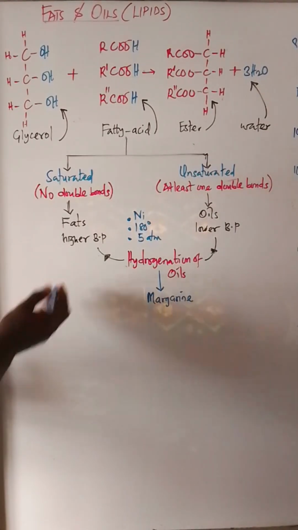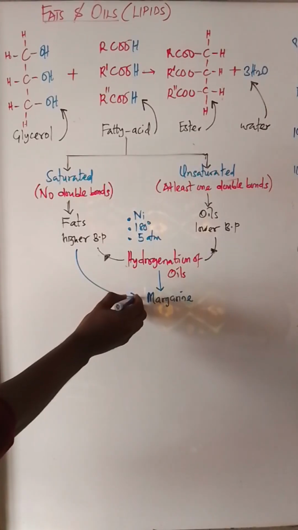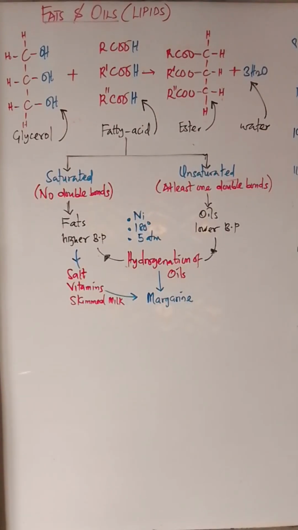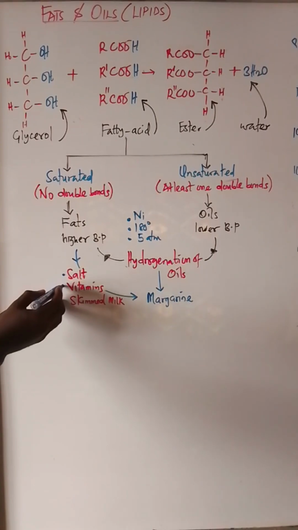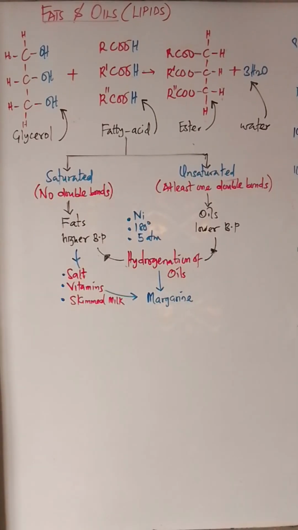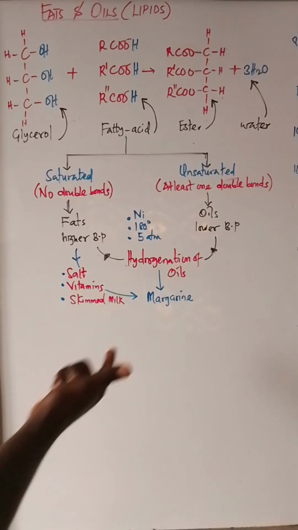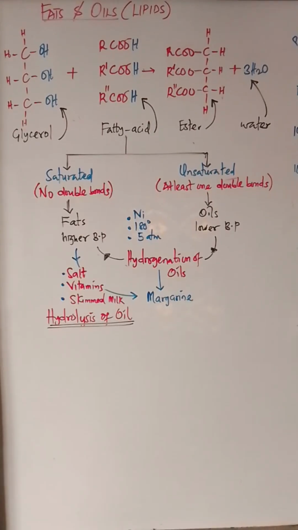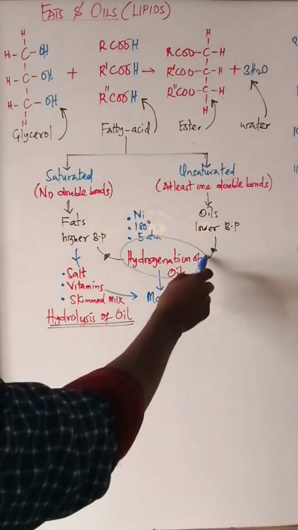So this hardened oil can then be transformed to margarine by adding some other substances such as salt, vitamins, and skimmed milk, and eventually we get margarine. So we've explained what we mean by hydrogenation, and also what we call hydrolysis of oil, and these are 2 different things. I've explained hydrogenation of oil and how margarine is formed.